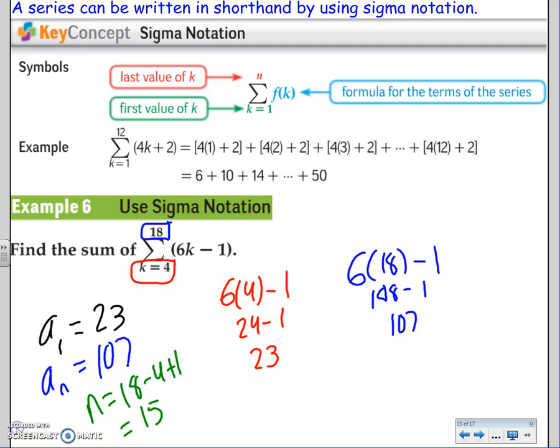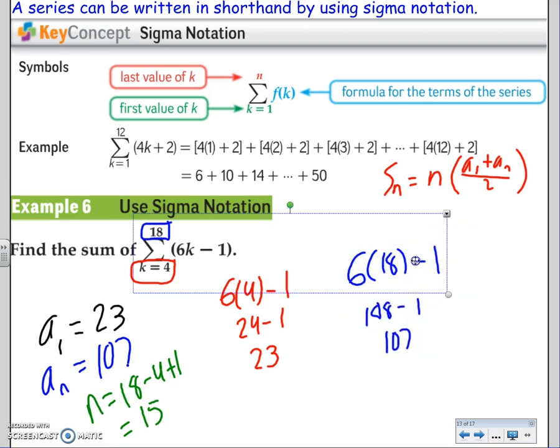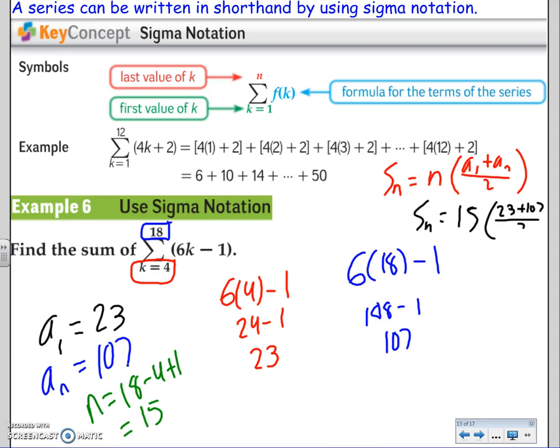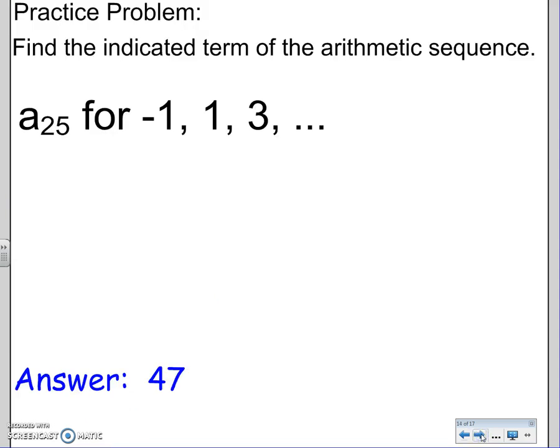Alright, now that we have a1, an, and n, we can now plug into the other formula, the sum formula, which I try to do up here. So the sum is n times a1 plus an all over 2. If I fill in the numbers, the sum will be 15 times a1 is 23 plus 107 all over 2. You plug that into a calculator and see what the answer is, which we get 975. That is the sum.